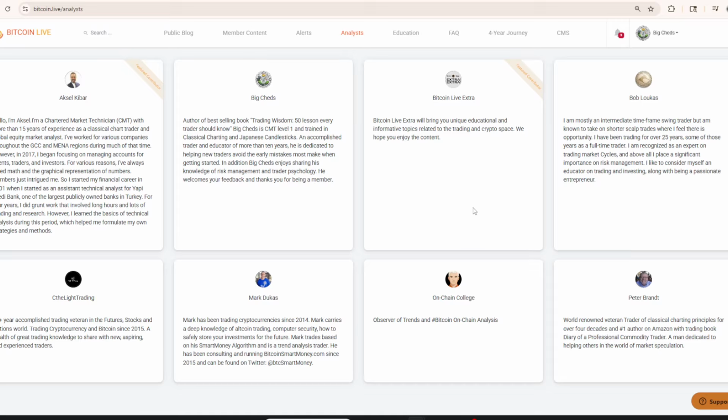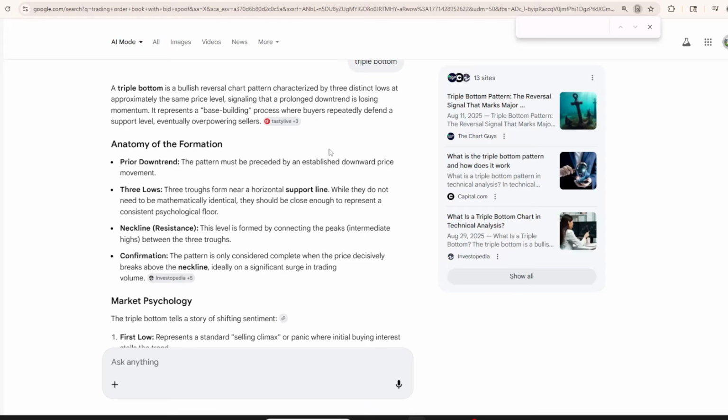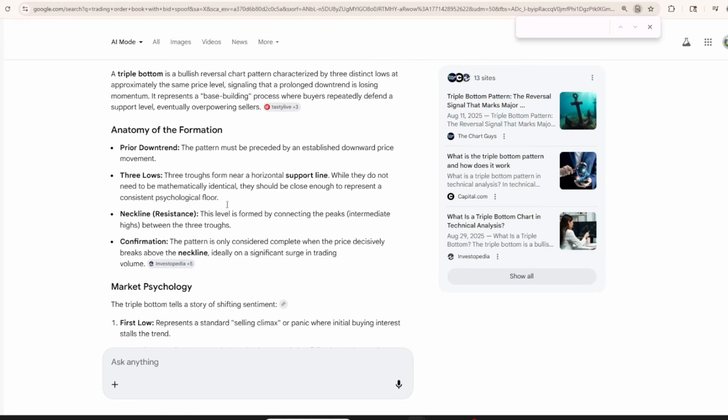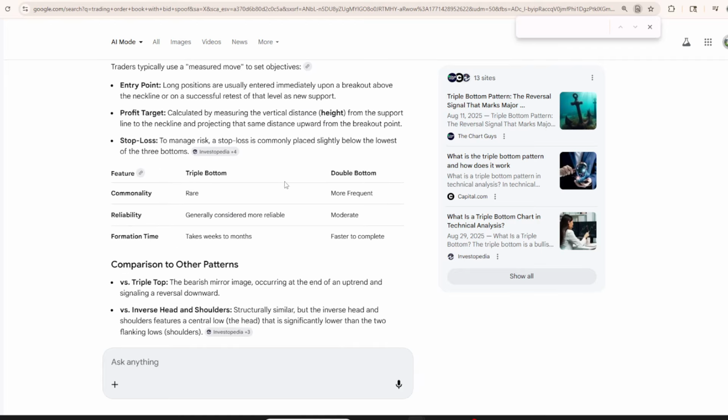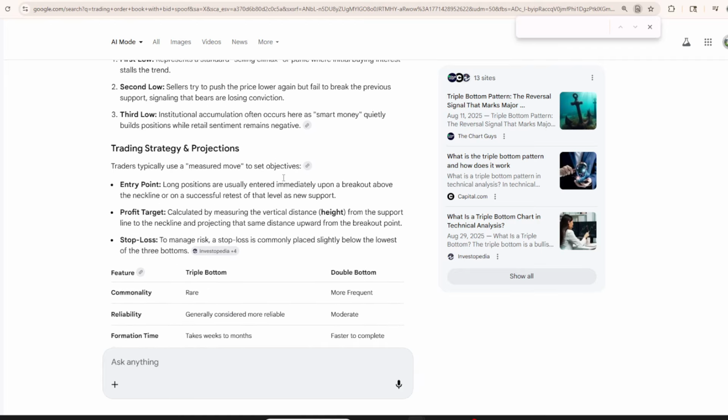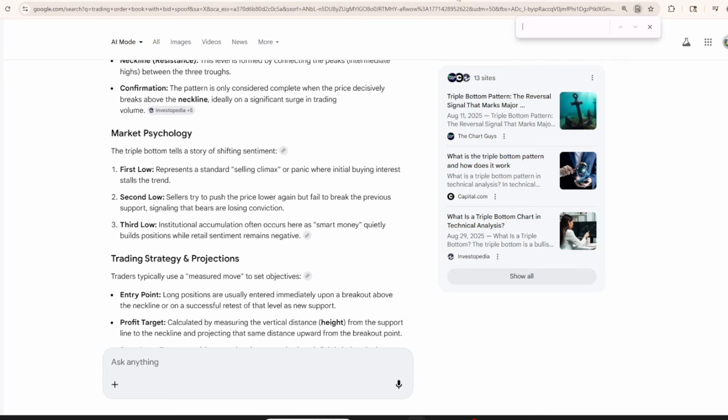For today's lesson, we're going to talk about a triple bottom. We've talked about triple bottom and triple top in other videos. This is a specific video on the triple bottom, which is a bullish reversal pattern. Here's, of course, an AI overview. Pause and read this on your own time. Differences between double and triple bottom, all that good stuff. But let's show you a couple images.